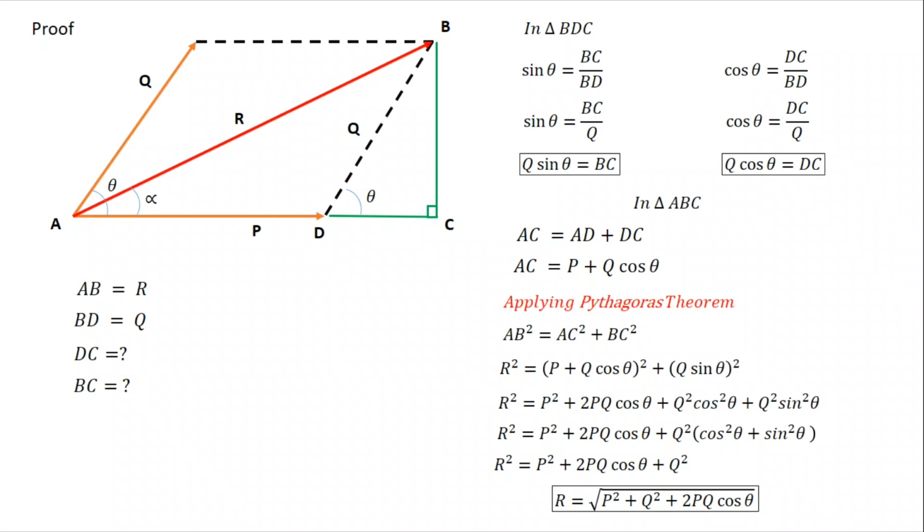So hence proved. In this way, the two adjacent sides of a parallelogram and its resultant is nothing but the diagonal of this parallelogram. So this is the law of parallelogram.